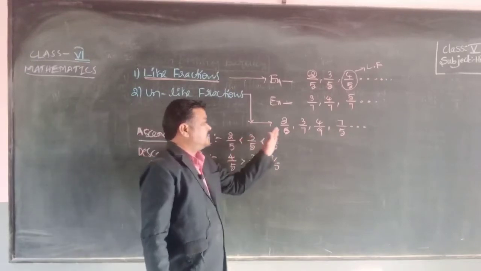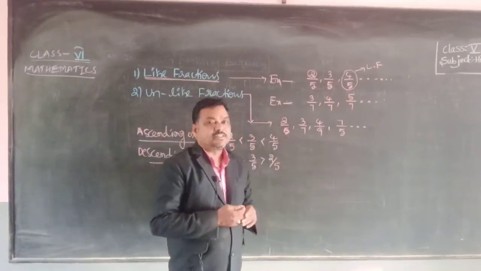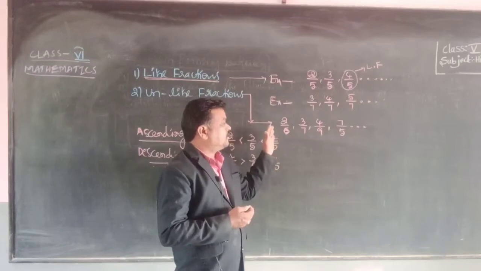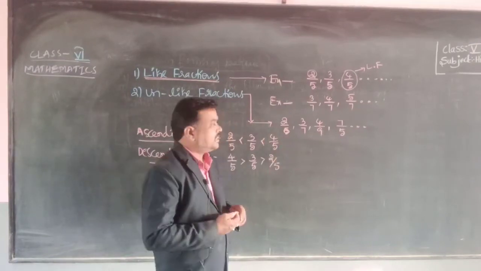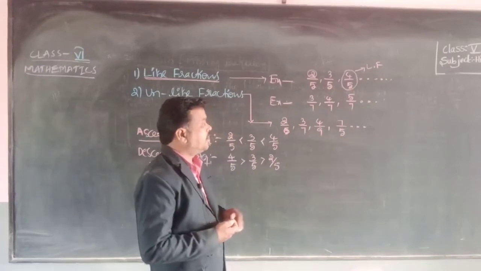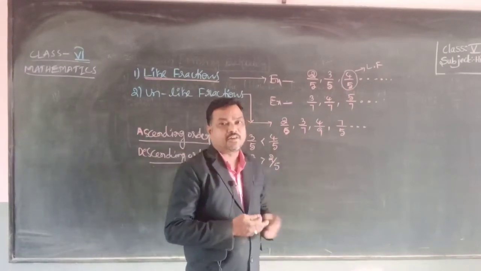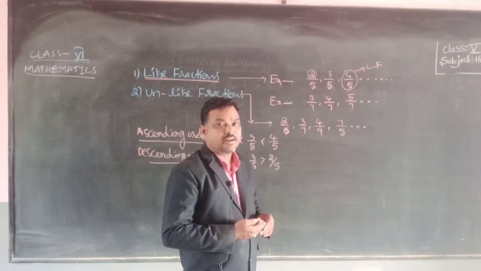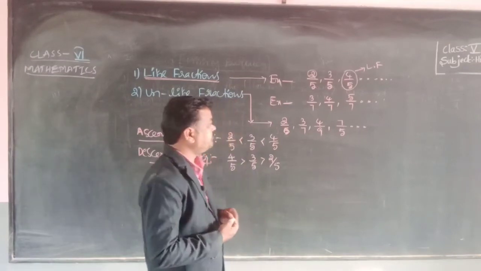Then to write unlike fractions in ascending and descending order, we first have to make the unlike fractions into like fractions. Later we write the ascending order and descending order.